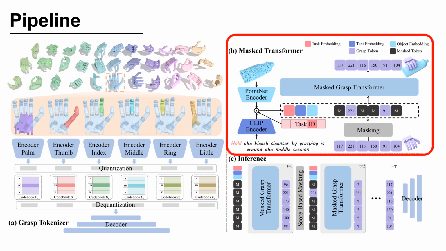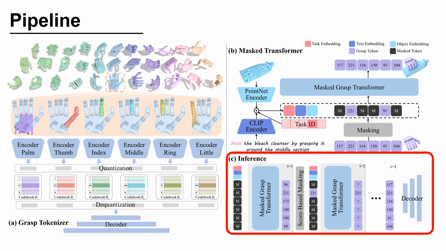Once we have this token sequence, we train a bidirectional MaskDexGrasp transformer to predict masked tokens conditioned on 3 inputs: a task embedding from a task ID, a text embedding from a natural language instruction encoded by CLIP, and an object geometry embedding from a PointNet encoder. This allows our model to generate grasps that are both geometrically compatible with the object and semantically aligned with the task description. During inference, we start from a fully masked token sequence and iteratively unmask tokens with highest confidence scores, progressively refining the grasp over T steps.